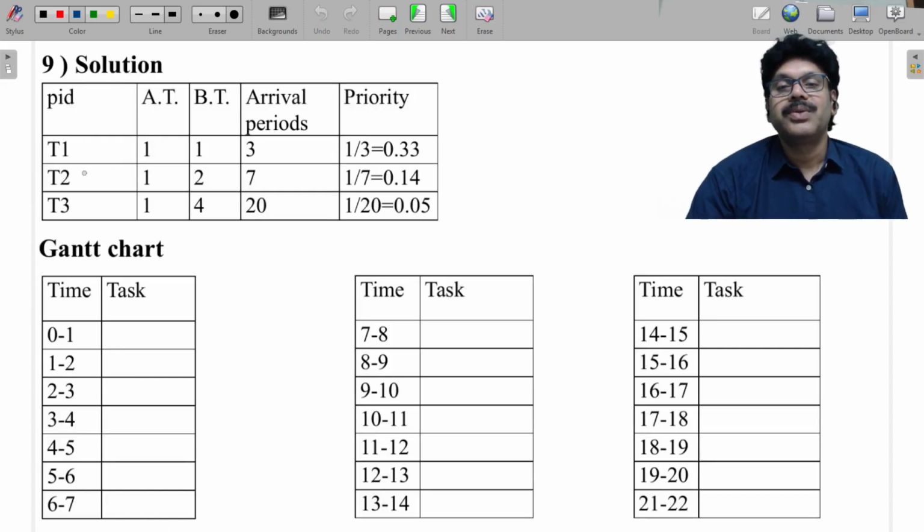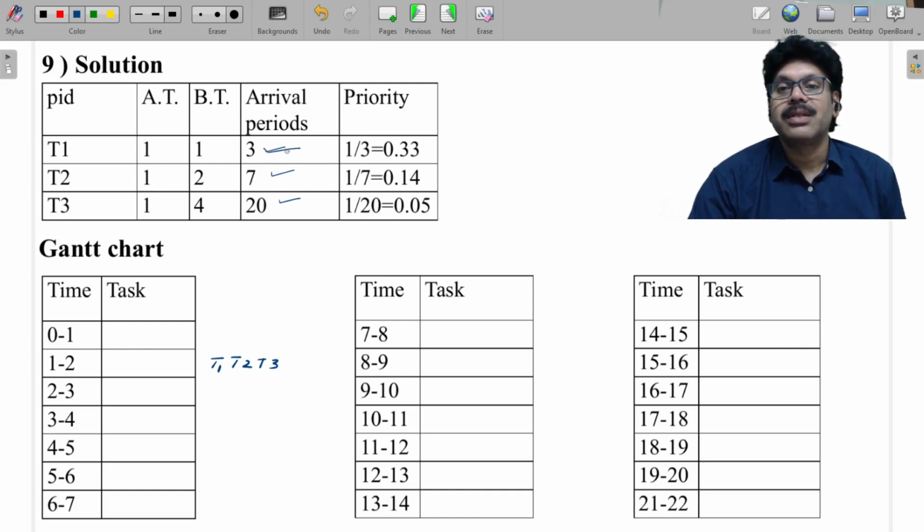So processes 1, 2, 3 have all come at arrival time 1. Burst times are 1 to 4. Their periods are 3, 7 and 20 for the next arrivals. So when are they coming? All have come at 1. So T1 is here, T2 also here, T3 also here, and they are coming repeatedly at different times.